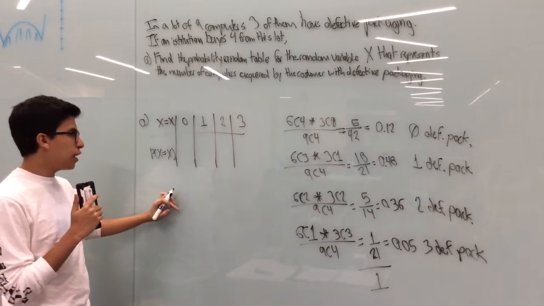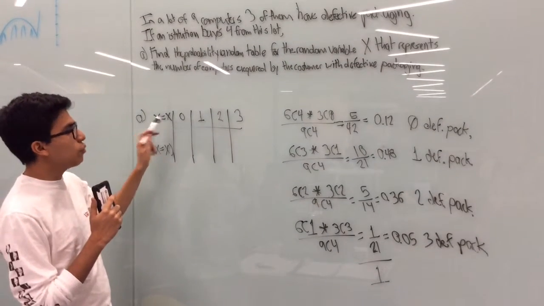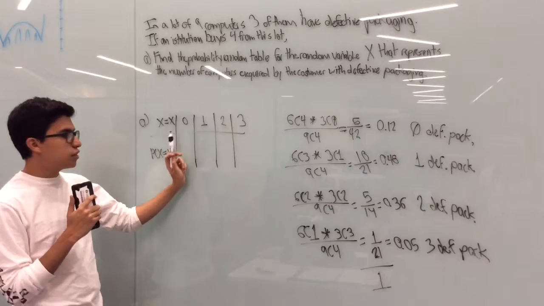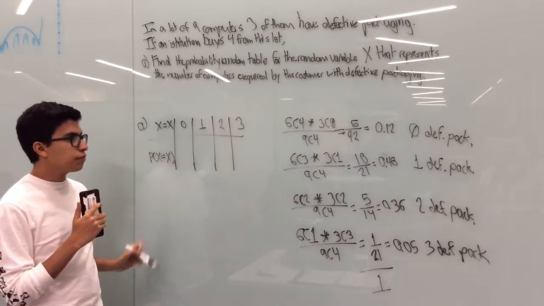So first here we will make our table. This X stands for the number that could have defective packaging. So here it could be 0, 1, 2, or 3. And here is the probability, which we need to find.